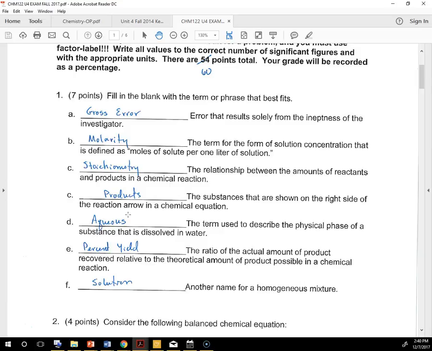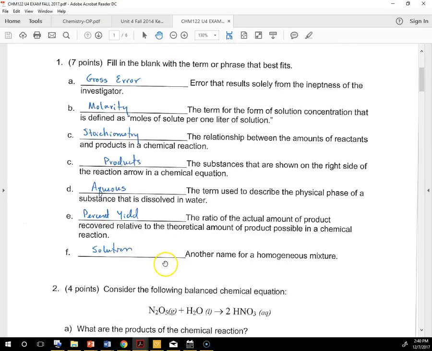For E, I was after percent yield is the ratio of the amount of product recovered relative to the theoretical amount. And actually you have a calculation coming up where you're going to do percent yield. For F, another name for a homogeneous mixture would be a solution.